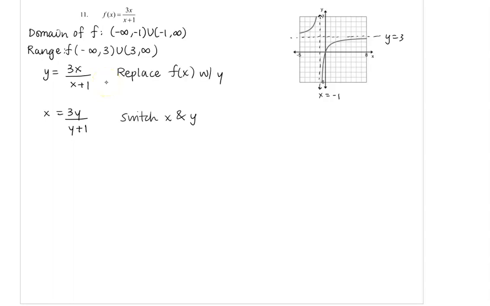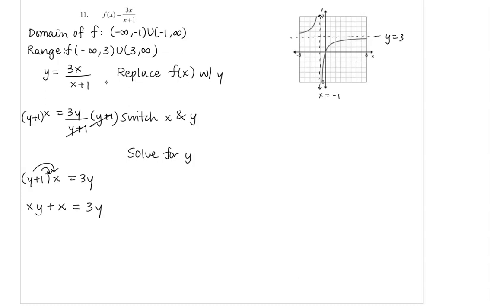Now that I have switched x and y, my next goal is to try to solve for y. And in an effort to solve for y, I'm going to have to get rid of this fraction. So I'm going to multiply both sides of this equation by y plus 1 so that that denominator will cancel out on the right side of the equation. Do make sure to use parentheses on the left side because you will need to come and distribute the x to both the y and the 1 to be left with xy plus x on the left side of the equation.